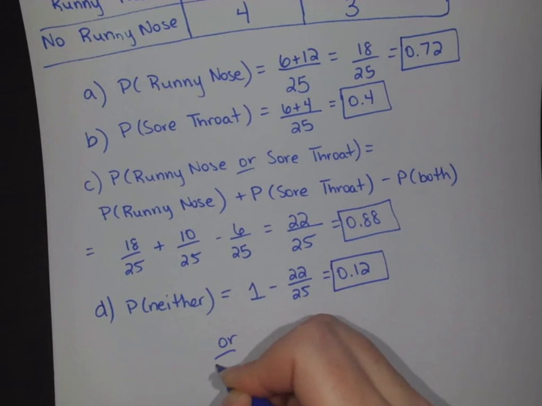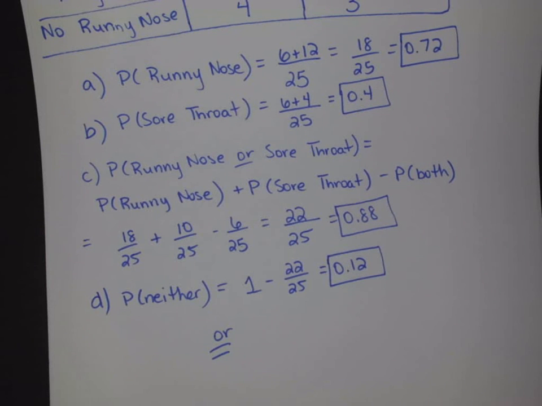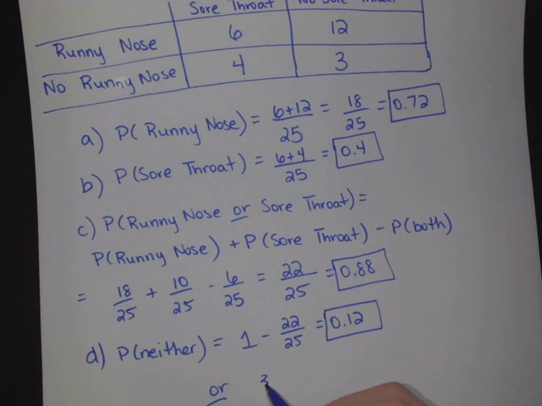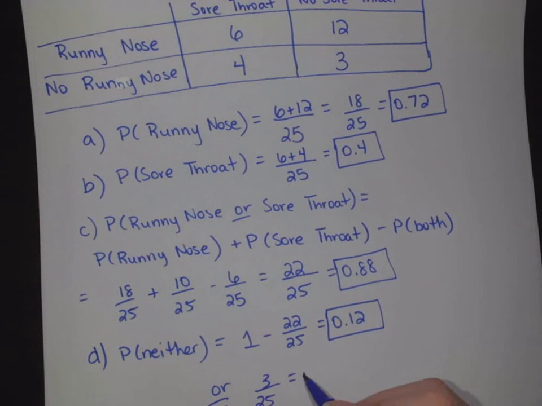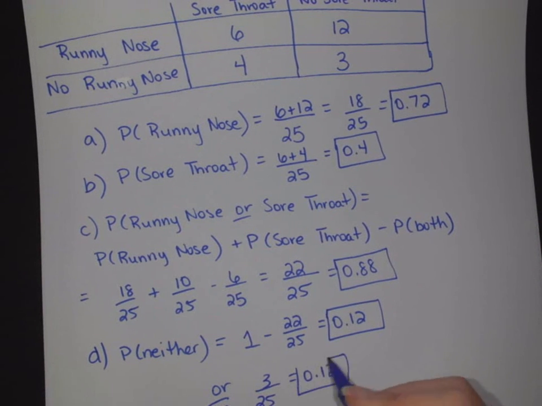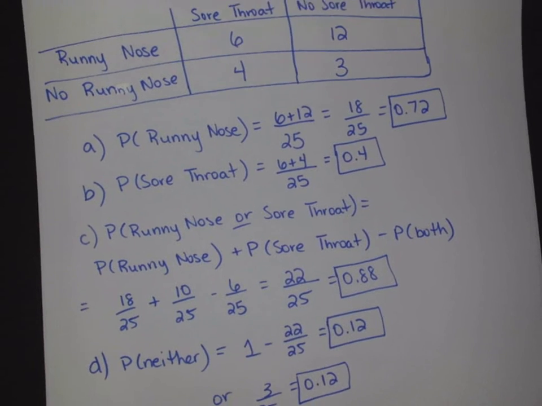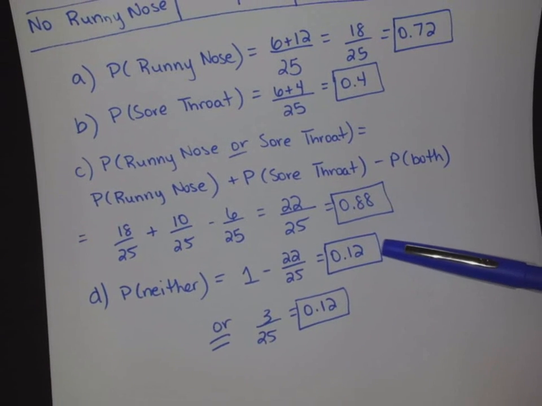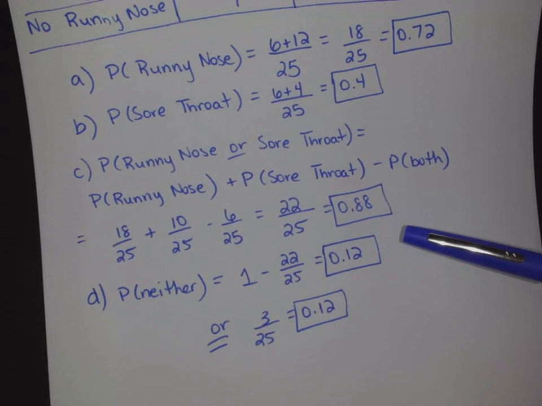Or in this case, it might be easier just to go up to the chart and notice that there are 3 students that are in the no category for both, right? So notice if you do 3 out of 25, you also get 0.12. Really, I don't care which method you use to find it, but just know that sometimes you're going to want to use this complement rule, so that's why I mentioned it there.